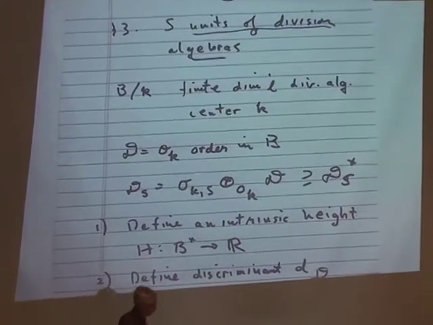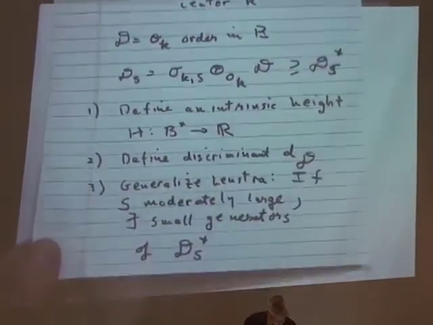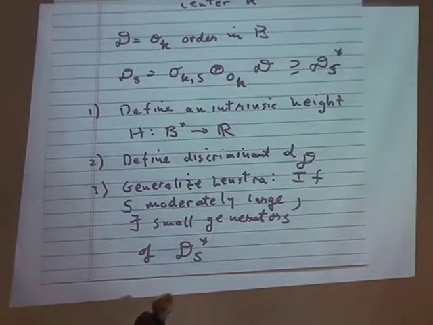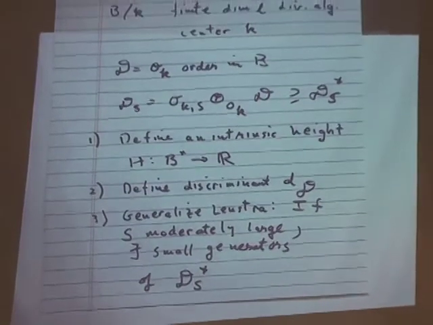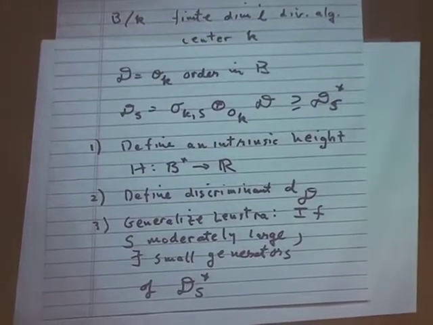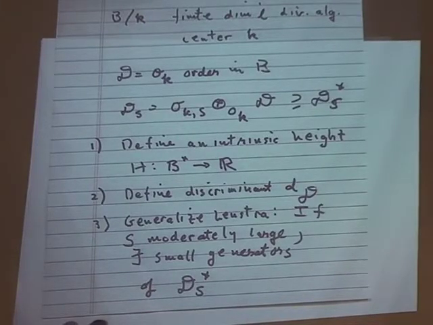So let's just talk about what you need to do in order to try to make sense of this. You first want to talk about an intrinsic height for elements of a division algebra with center K. And this is kind of nice. There is a natural intrinsic height on these division algebras. The next ingredient in trying to show that things are generated by elements of small height is to define what you mean by the discriminant of an order.